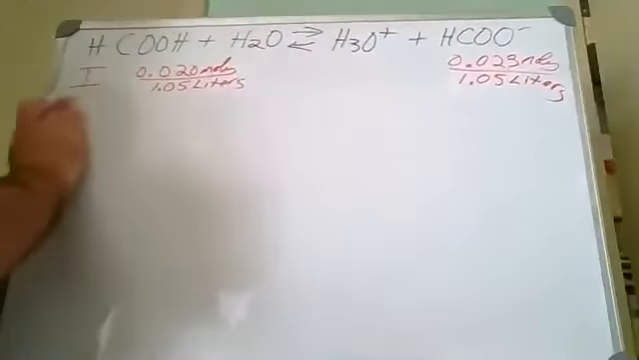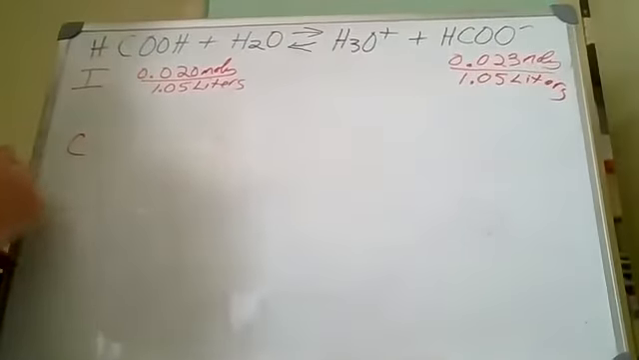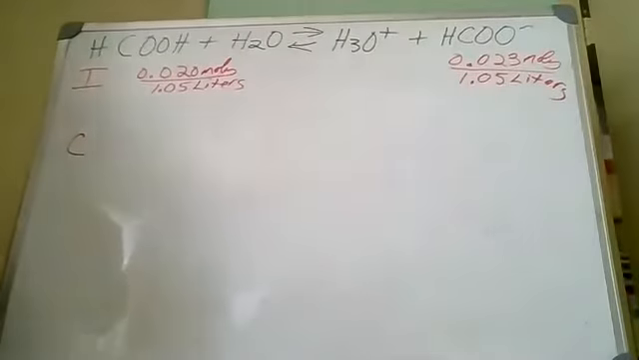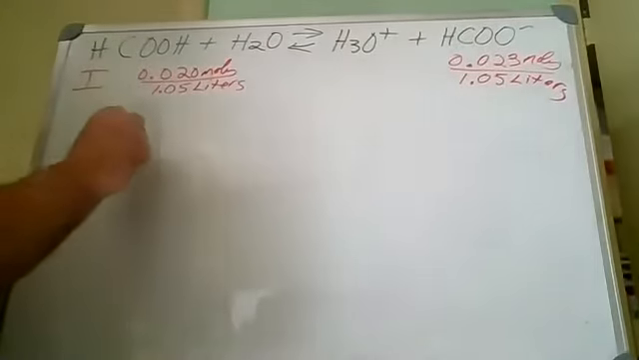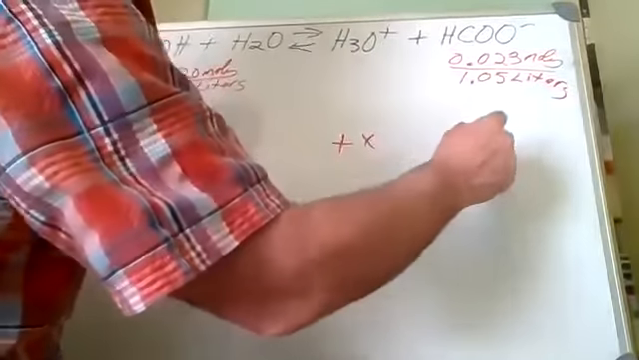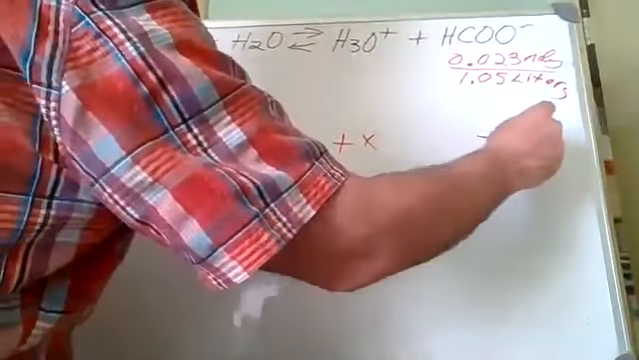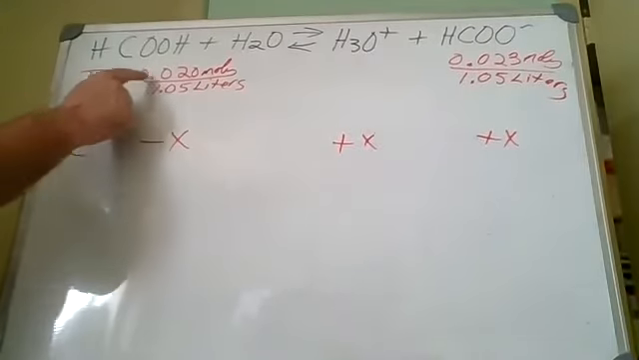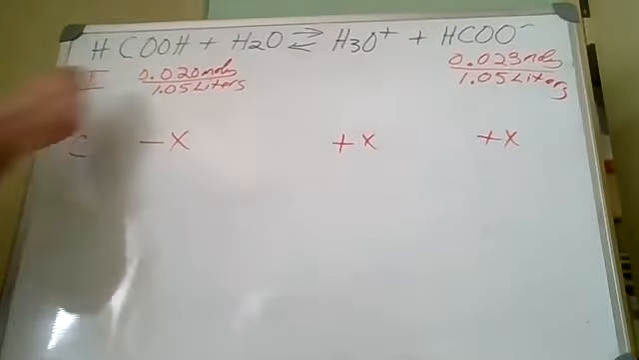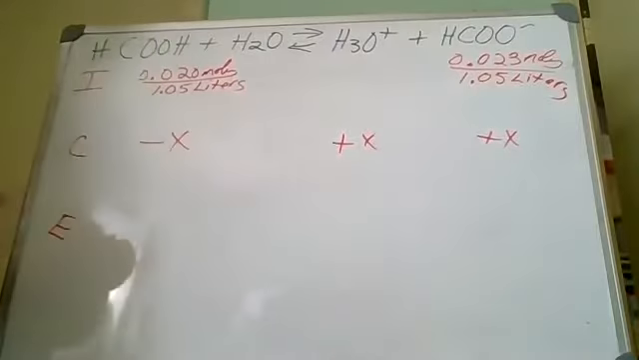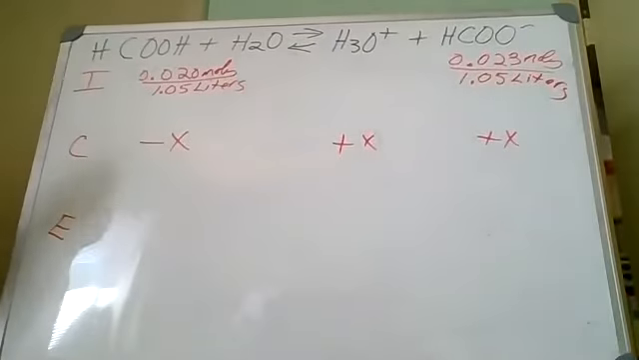All right. So there's our initial conditions. All right, so what's the change? Well, this will be minus X, this will be plus X, and this is going to be plus X. Okay? Now, let's go ahead and calculate when we do the equilibrium here. Let's go ahead and put those numbers in instead of rewriting this again.